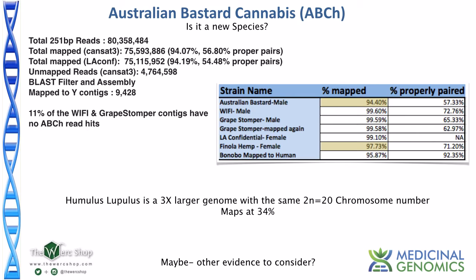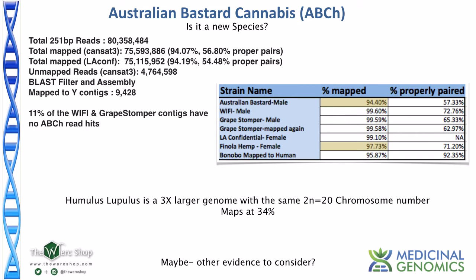But if you map them back to this table over here, which is all CanSat based, we get 94.4% of the reads mapping with the Australian bastard male sample. We then grabbed 2 other males that we have in the pipeline and saw that we got 99.6% mapping. So there's a big gap in the amount of data that can map from a male to CanSat.